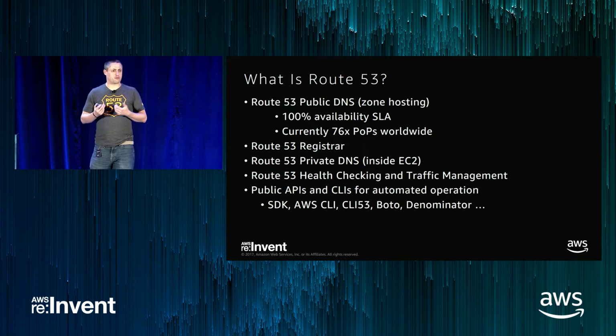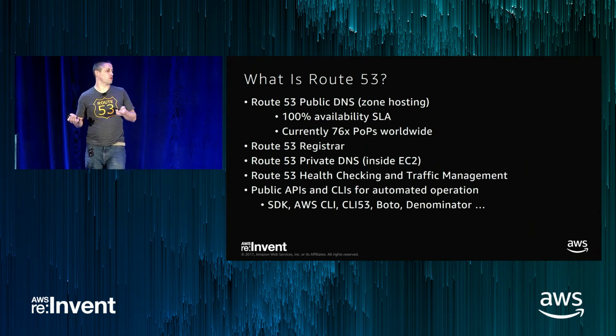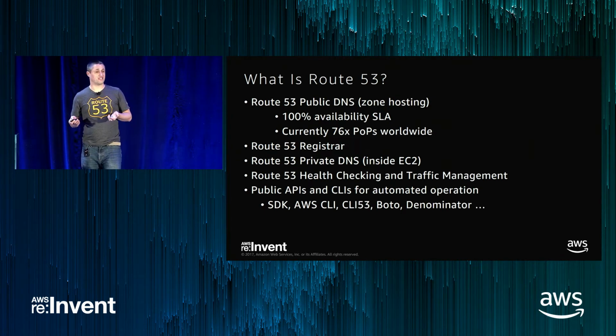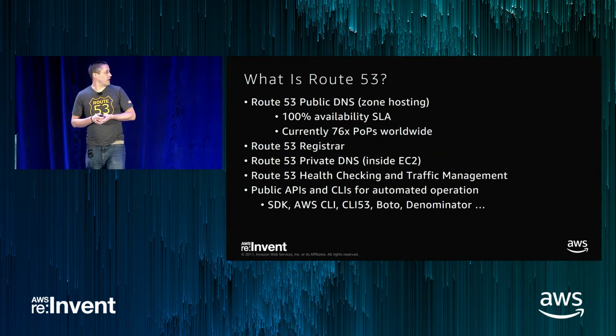So if you've ever managed an on-premises network, you probably wanted to set up a whole load of internal-only DNS names. That's a common enough practice, and it's common also in EC2 VPCs. So what private DNS allows you is basically the ability to do that. We also have a health checking service and traffic management, which I'll go into a bit more later.